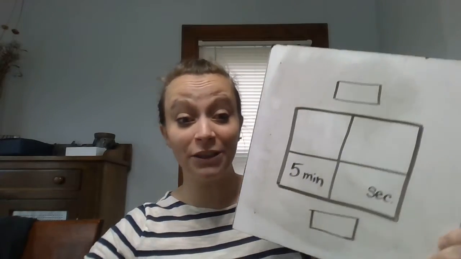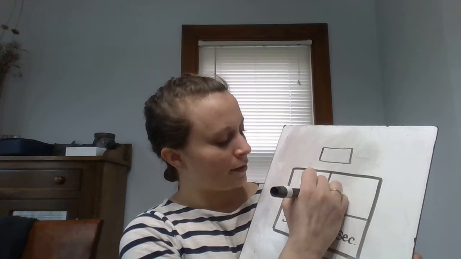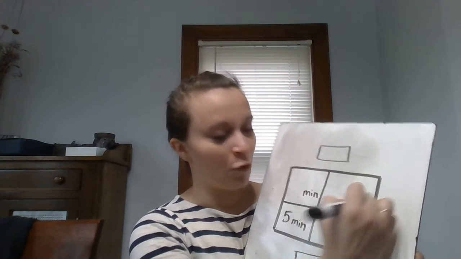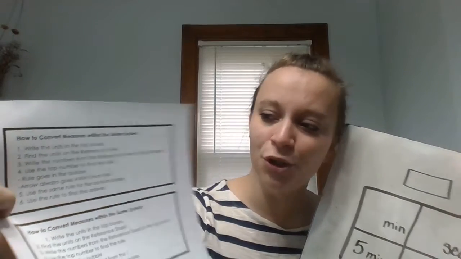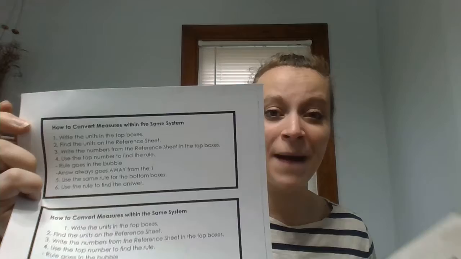So all you're going to do is copy this minute up here, and we're going to copy second over here. It's that easy. You're just going to copy what they give you from the bottom over to the top. Then let's look, and it says step 2, find the units on the reference sheet, and then write those numbers from the reference sheet in the top boxes.